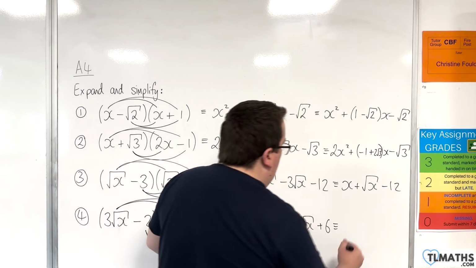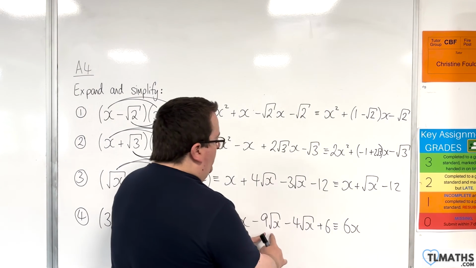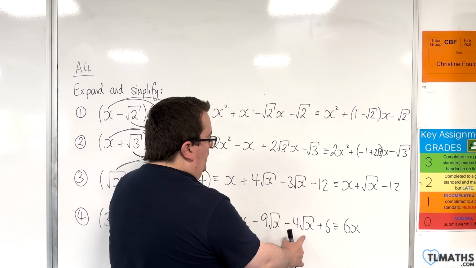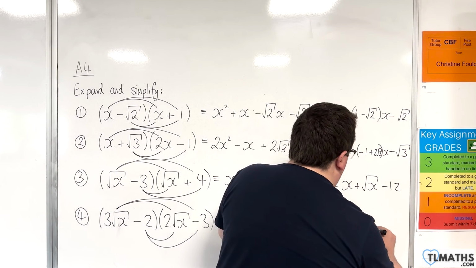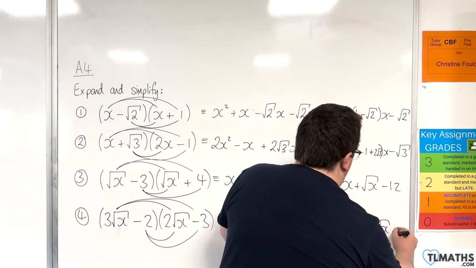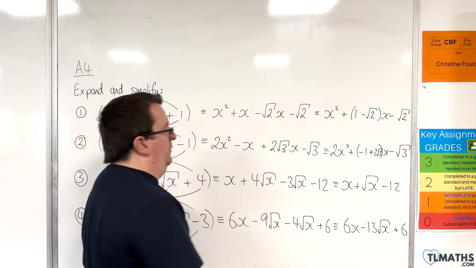So we have the 6x. Minus 9 root x take away 4 root x is minus 13 root x. And we have the plus 6 on the end.